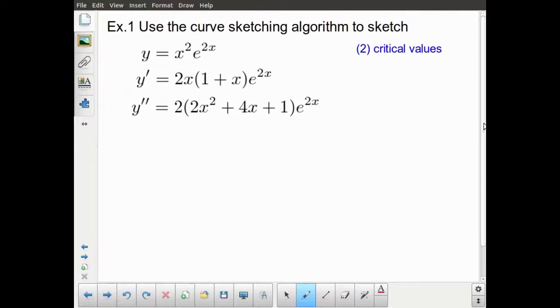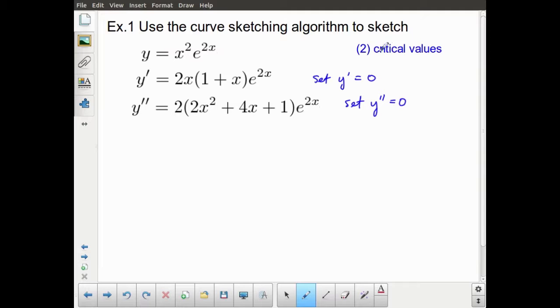The next thing that I want to take a look at is critical values. Now, the reason why I found the first derivative and second derivative and put them into that factored form was so that I could solve these for 0. So for this one, I'm going to set y prime equal to 0. And here I'm going to set y double prime equal to 0.